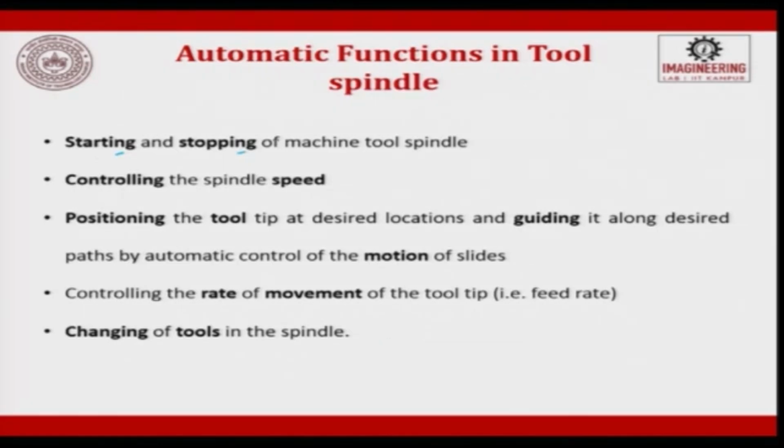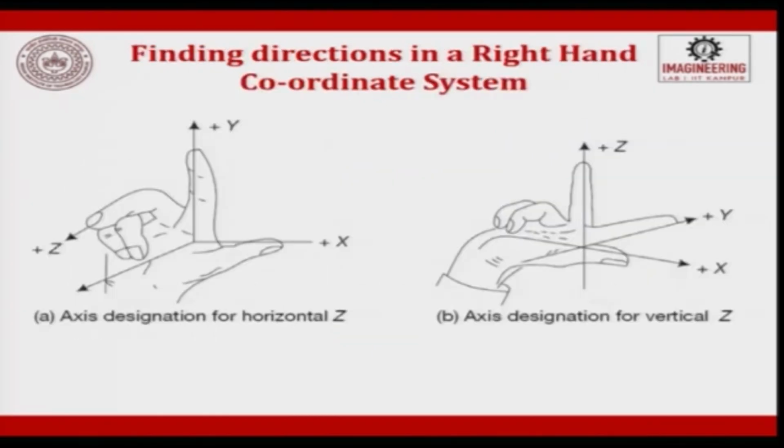So, it can start, stop, control the speed. This is start, stop, this is speed, okay. Then it is position x and y data, then it will try to do the feed rate, and then finally change of tool. So, these are the 5 automatic functions which happen with respect to a tool spindle: start, stop, controlling, positioning, control rates and change of tools.